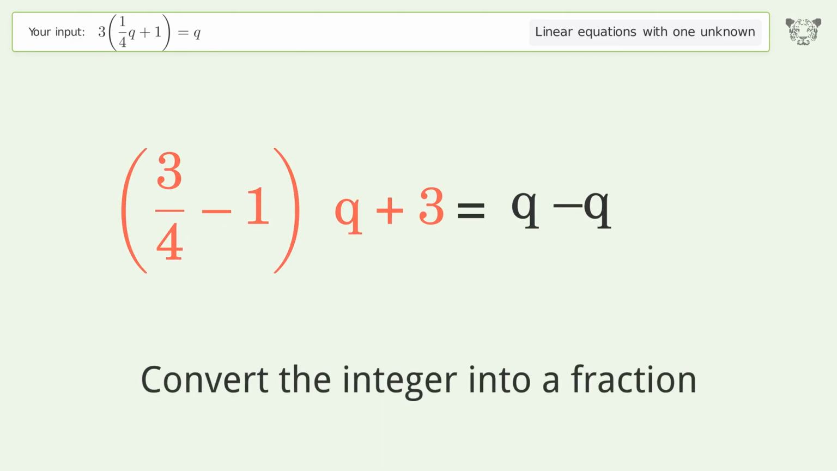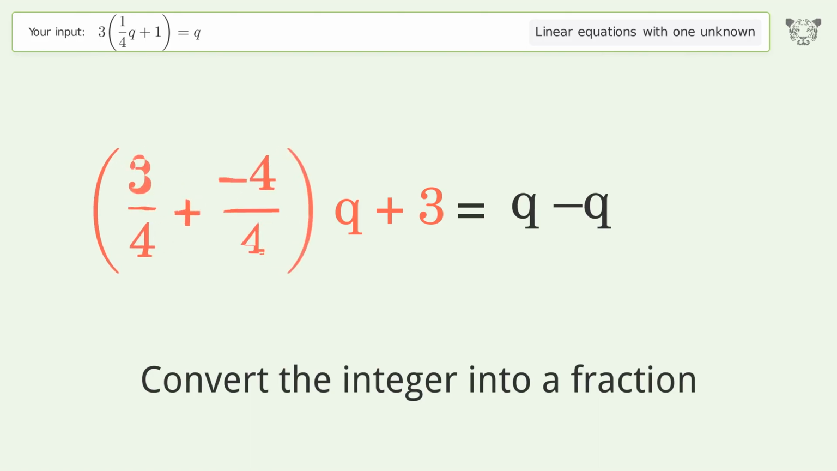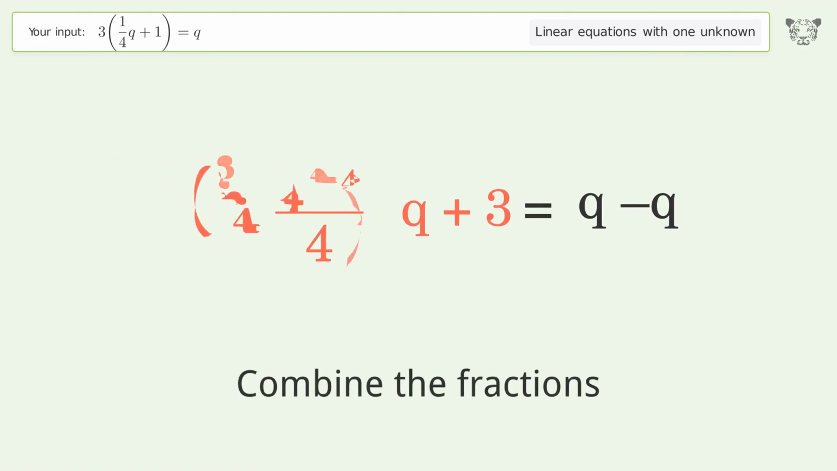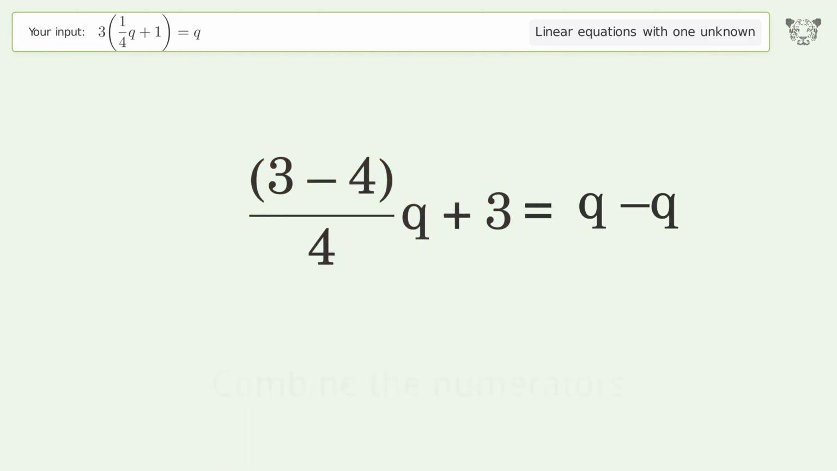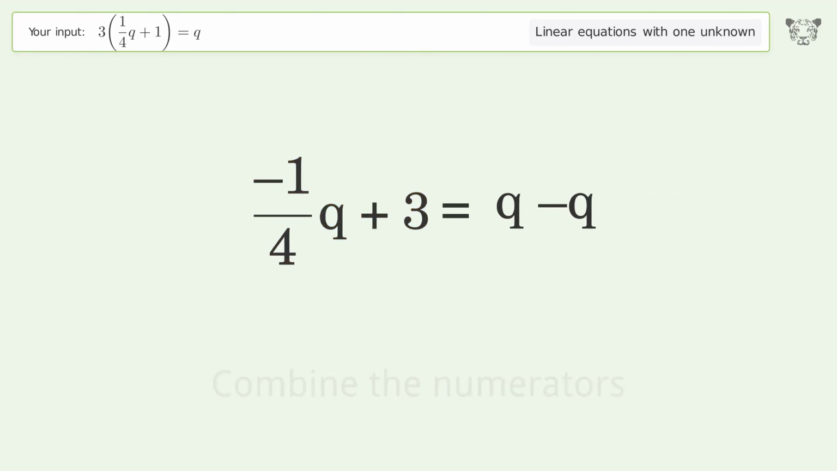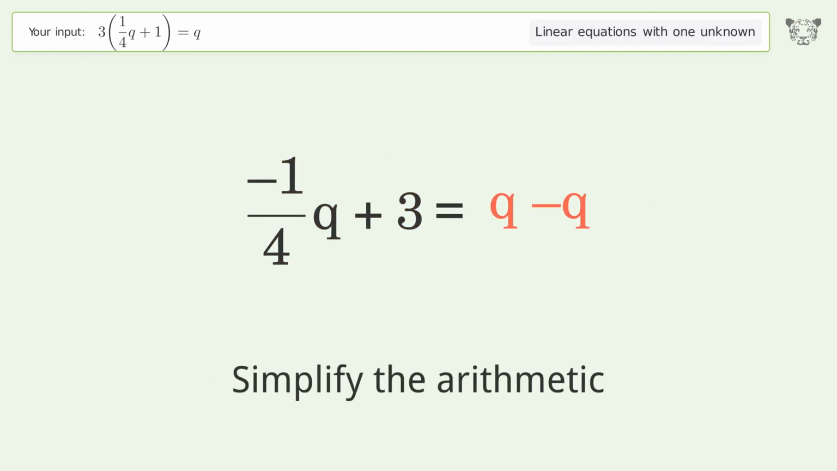Convert the integer into a fraction. Combine the fractions. Combine the numerators. Simplify the arithmetic.